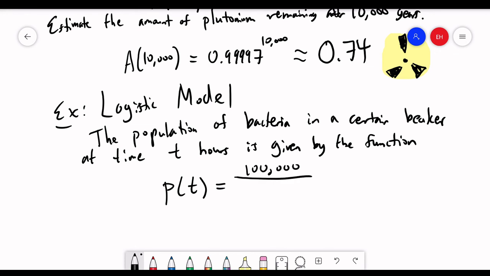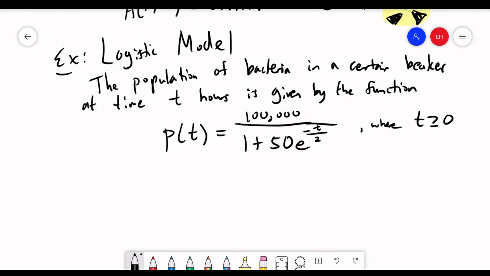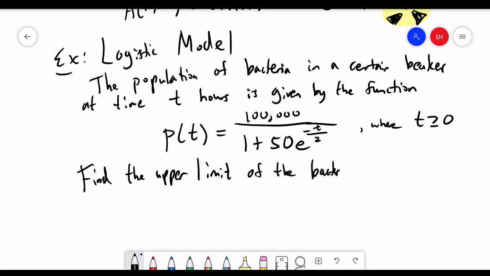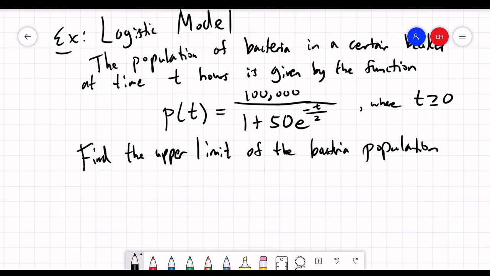But anyway, the population of bacteria in the beaker at time t hours is given by the function P(t) equals 100,000 divided by 1 plus 50e to the power of negative t divided by 2, where t is our hours, and it's going to be greater than or equal to 0, so that we don't go back in time, at least for this problem. Find the upper limit of the bacteria population. How big is this bacteria colony going to grow to?